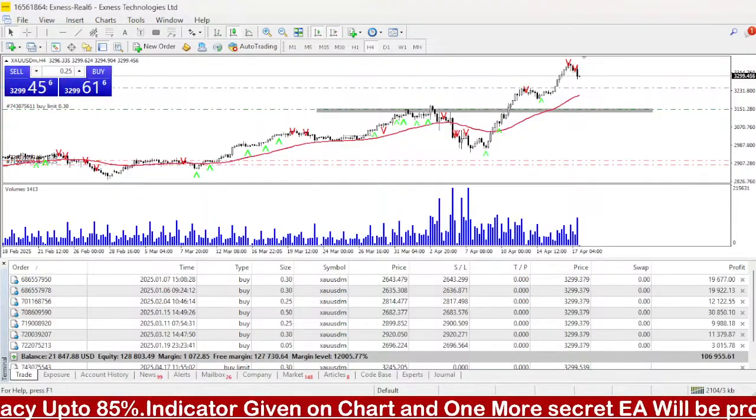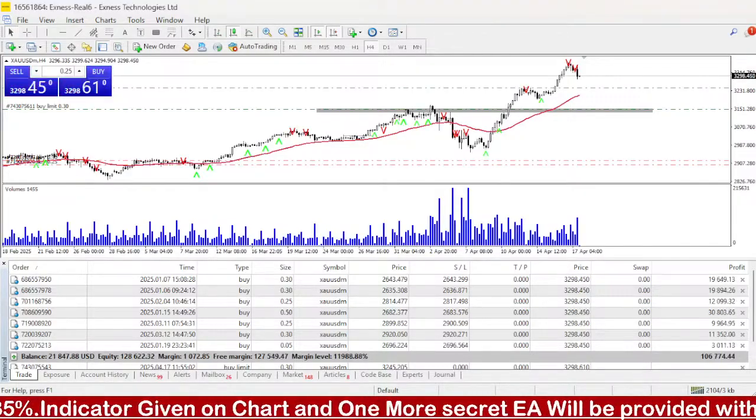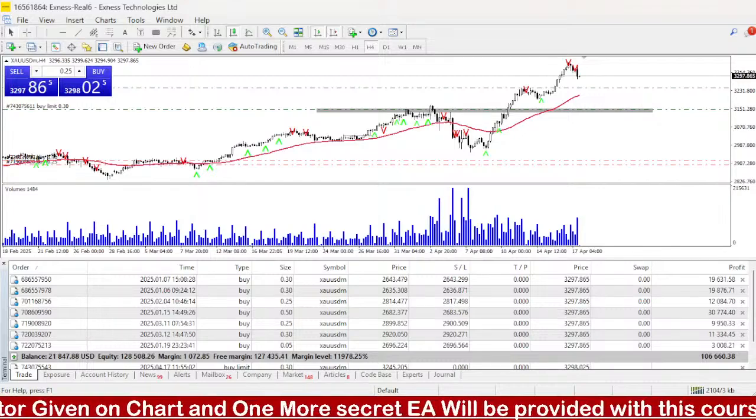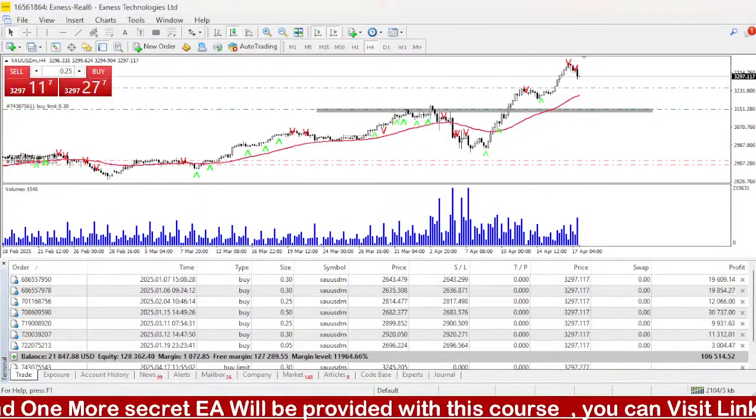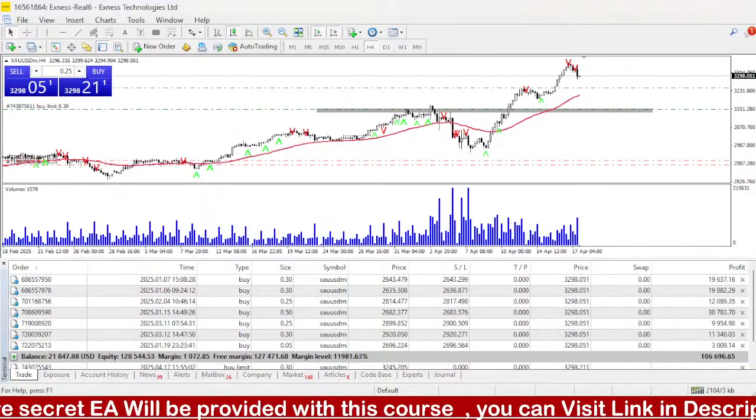So it does not matter if you are a new trader, a beginner, or if you have been trading for 2 to 3 months, or if you are a successful trader, you can still use those things. It will be very helpful for the longer term.